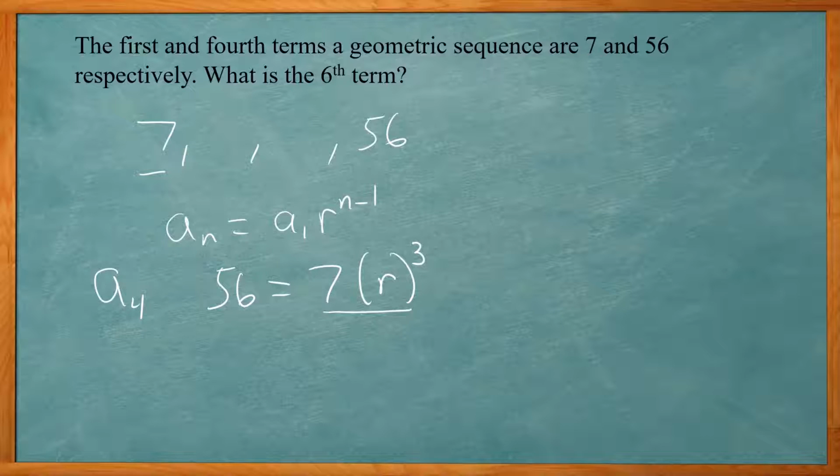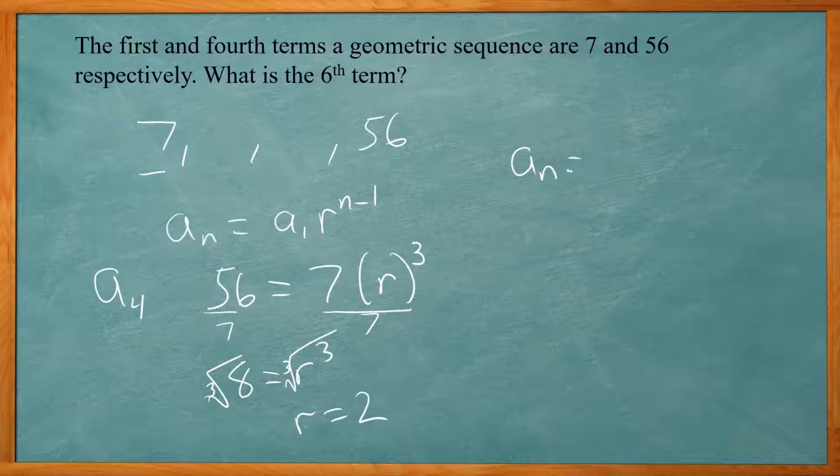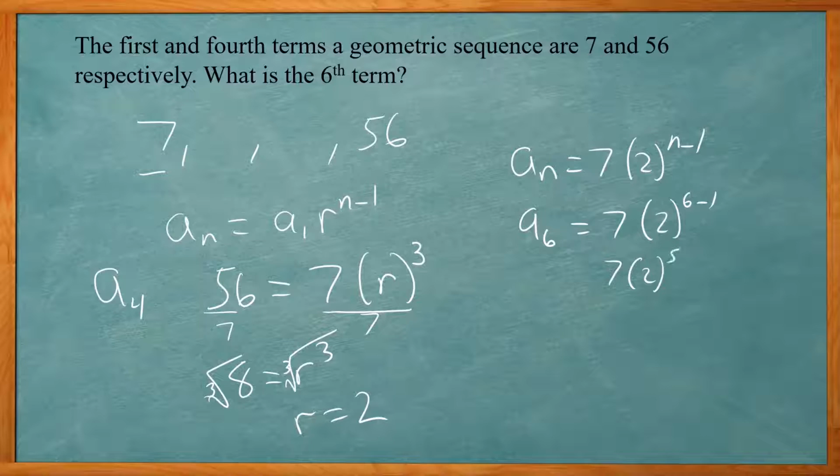So if I divide both sides by 7, I get 8 equals r to the 3rd power. Now to solve for r, I'm going to take the third root of both sides. And we know 8 is 2 times 2 times 2, so r is going to equal 2. Now we can set up our formula. a_n is equal to 7 times 2 to the n minus 1 power. So a_6 will equal 7 times 2 to the 6 minus 1 power, or 7 times 2 to the 5th power. And this will give us 224.